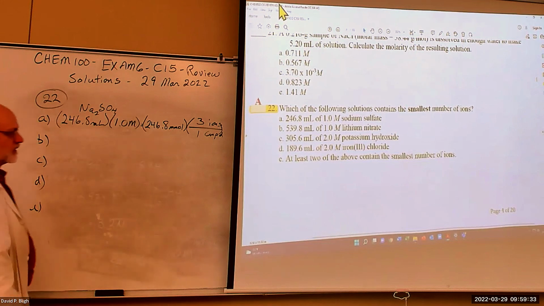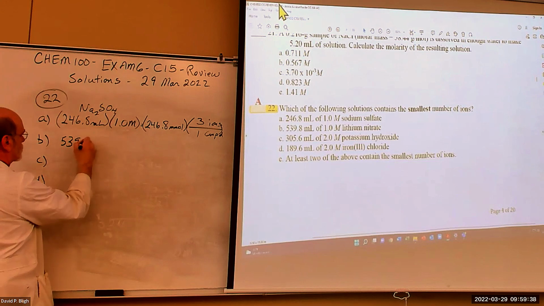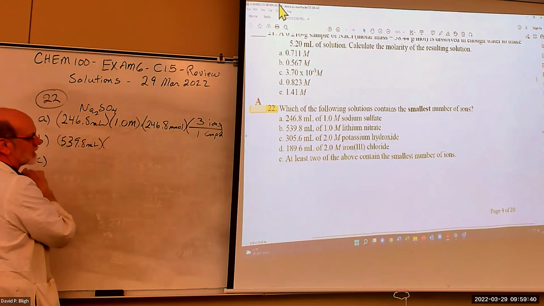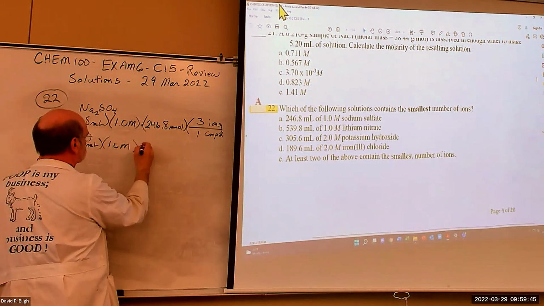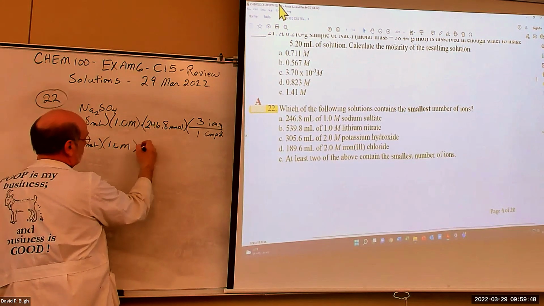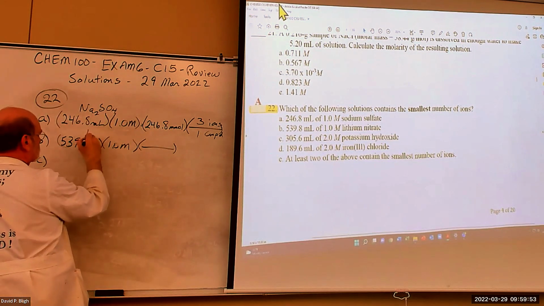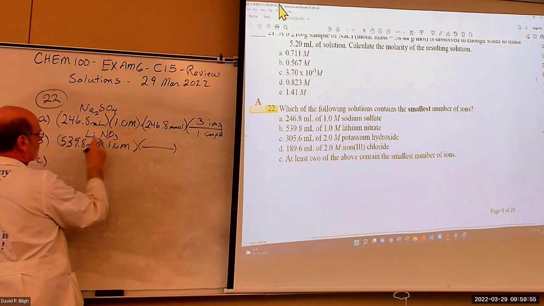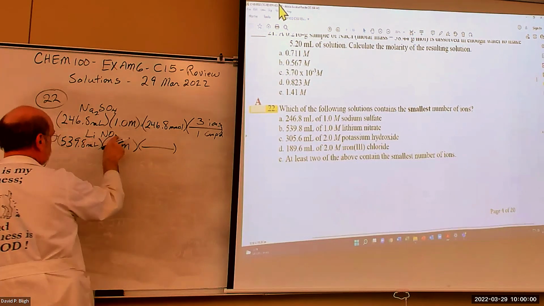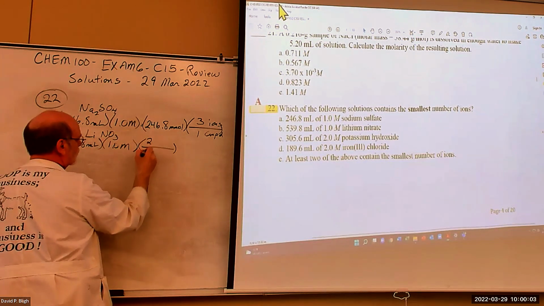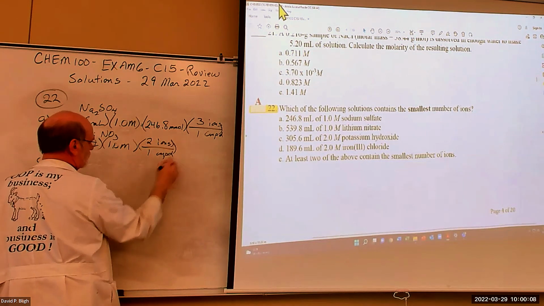Okay. The next one, 539.8 milliliters times 1 molar. And then let's go ahead and do the conversion. What's that? Lithium nitrate. Lithium is +1 because it's an alkali metal. Nitrate is -1, so we've only got 2 here. 2 ions for 1 compound.